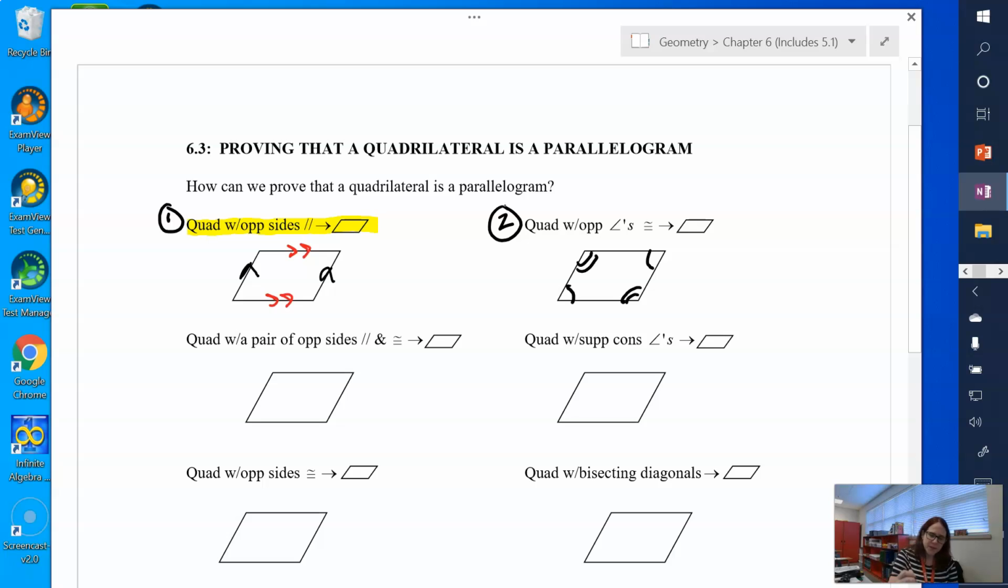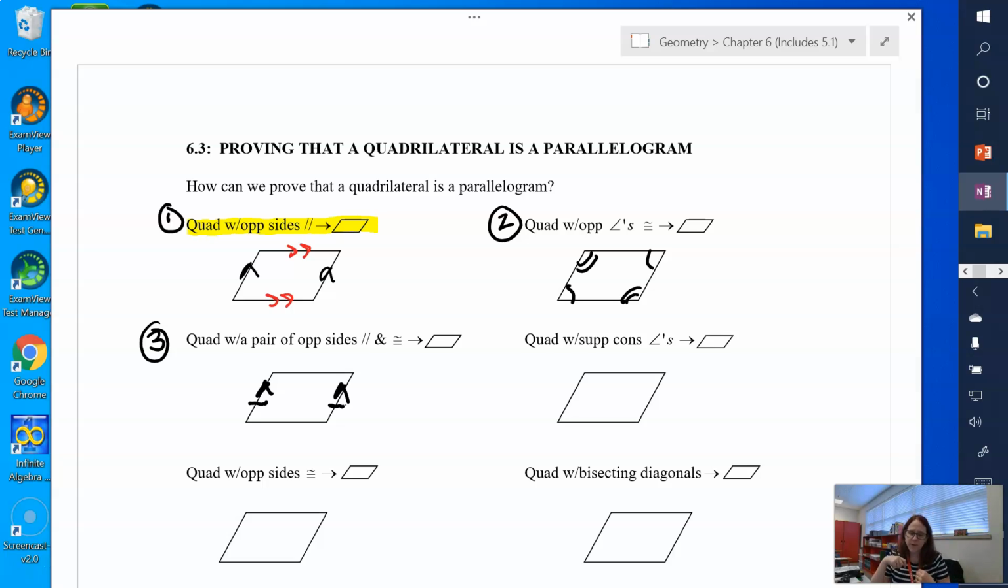Our third one, this one's kind of interesting because we didn't really have something similar in our last section. A quadrilateral with a pair of opposite sides that are parallel and congruent at the same time. That right there is enough for a parallelogram. So for instance, those two sides parallel, that's not enough. But mark them congruent, and I now have guaranteed that this quadrilateral is a parallelogram. And I didn't have to do anything with the other sides. That's what's neat about this one.